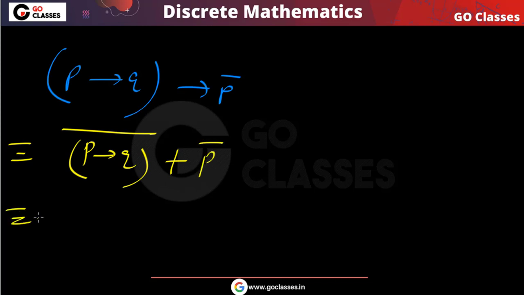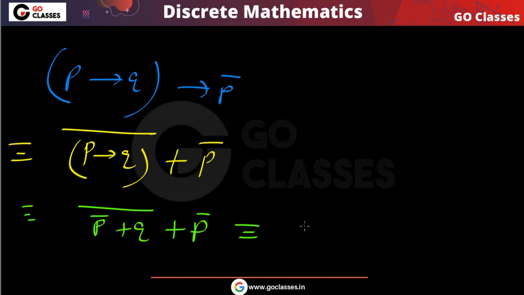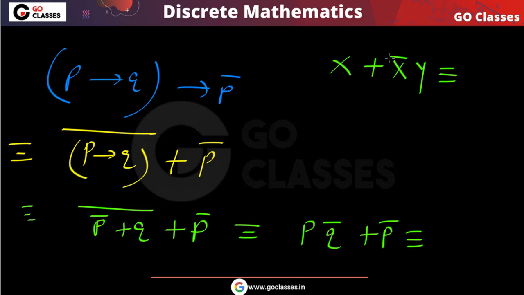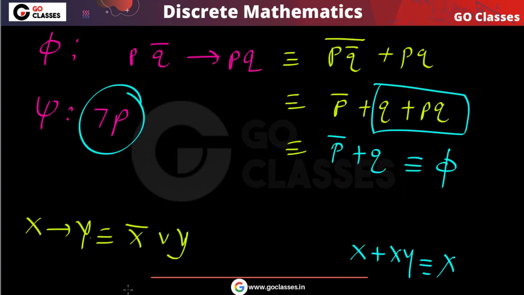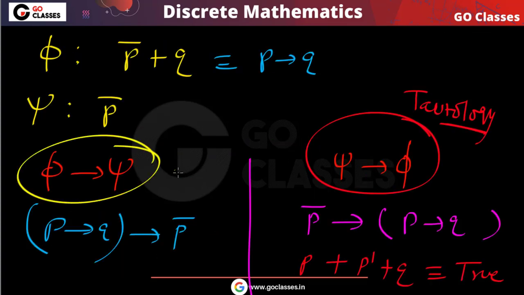Internally this will become p bar or q whole bar or p bar, and you can apply the De Morgan law, then that will become p and q bar or p bar. Here you can use the rule x or x bar y, where we can remove this x bar. So here we get p bar or q bar. But definitely this is not equivalent to true. So this is not a tautology.